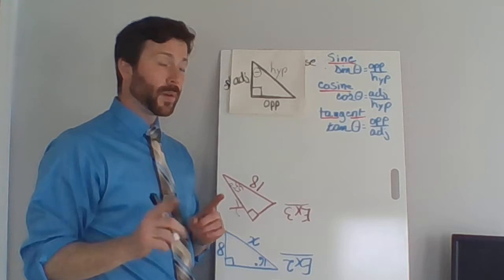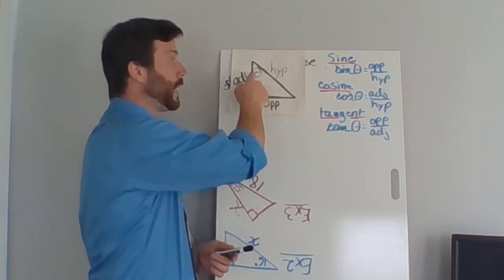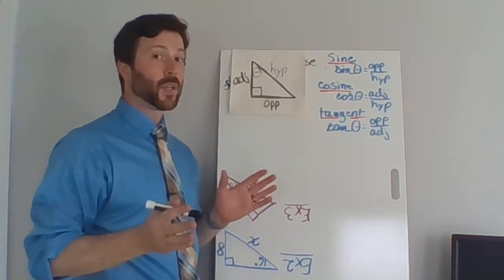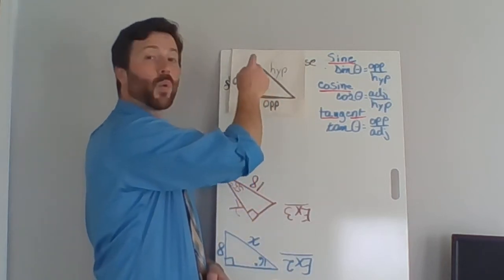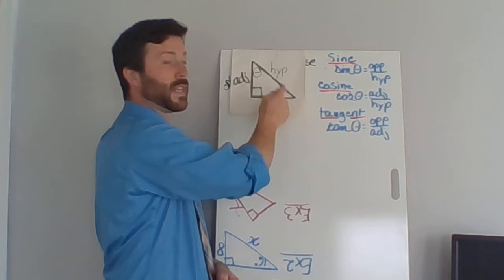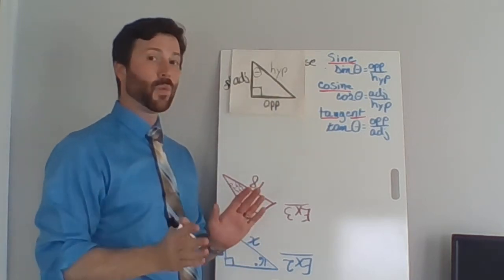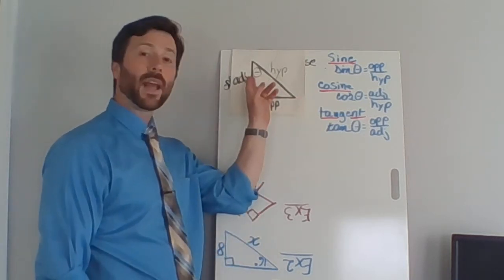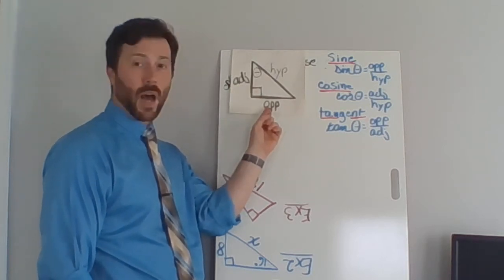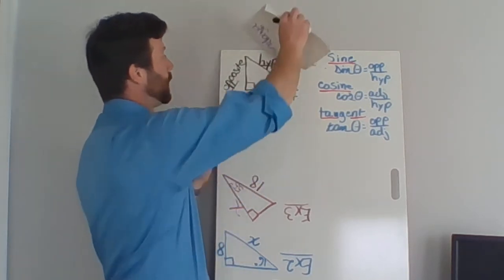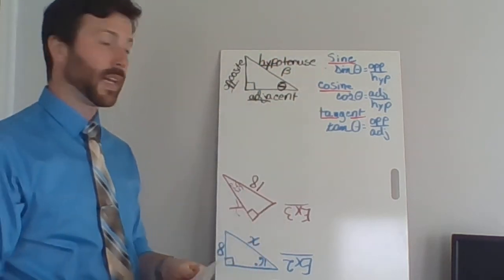Now, what's really important is that this right angle can never be your theta, can never be your beta. It always has to be just the right angle. Your theta or your beta have to be one of these two acute angles, either one of them. But which angle they're talking about tells us what side's adjacent and what side's opposite. Now, let's take a look at a couple examples.